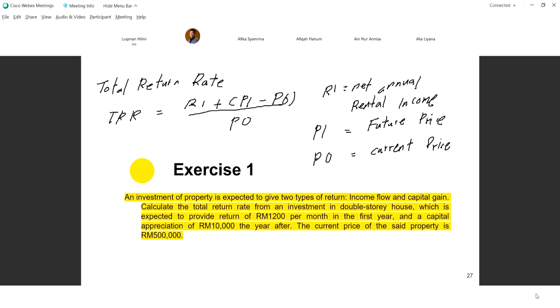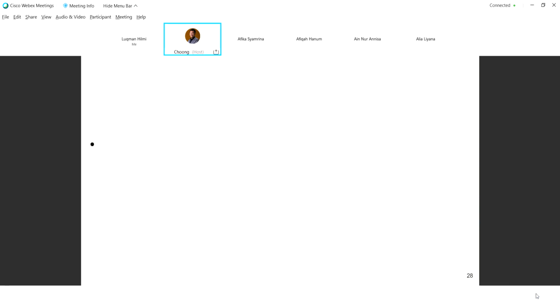Okay, fine. We do it together. I suppose it's 4.8. Let's do it together, class, and see what we will get here. So in this case, we just rewrite the formula. Here's the TRR, the total rate of returns, equal to your rental income plus your future price minus your current price, then divided by your current price.